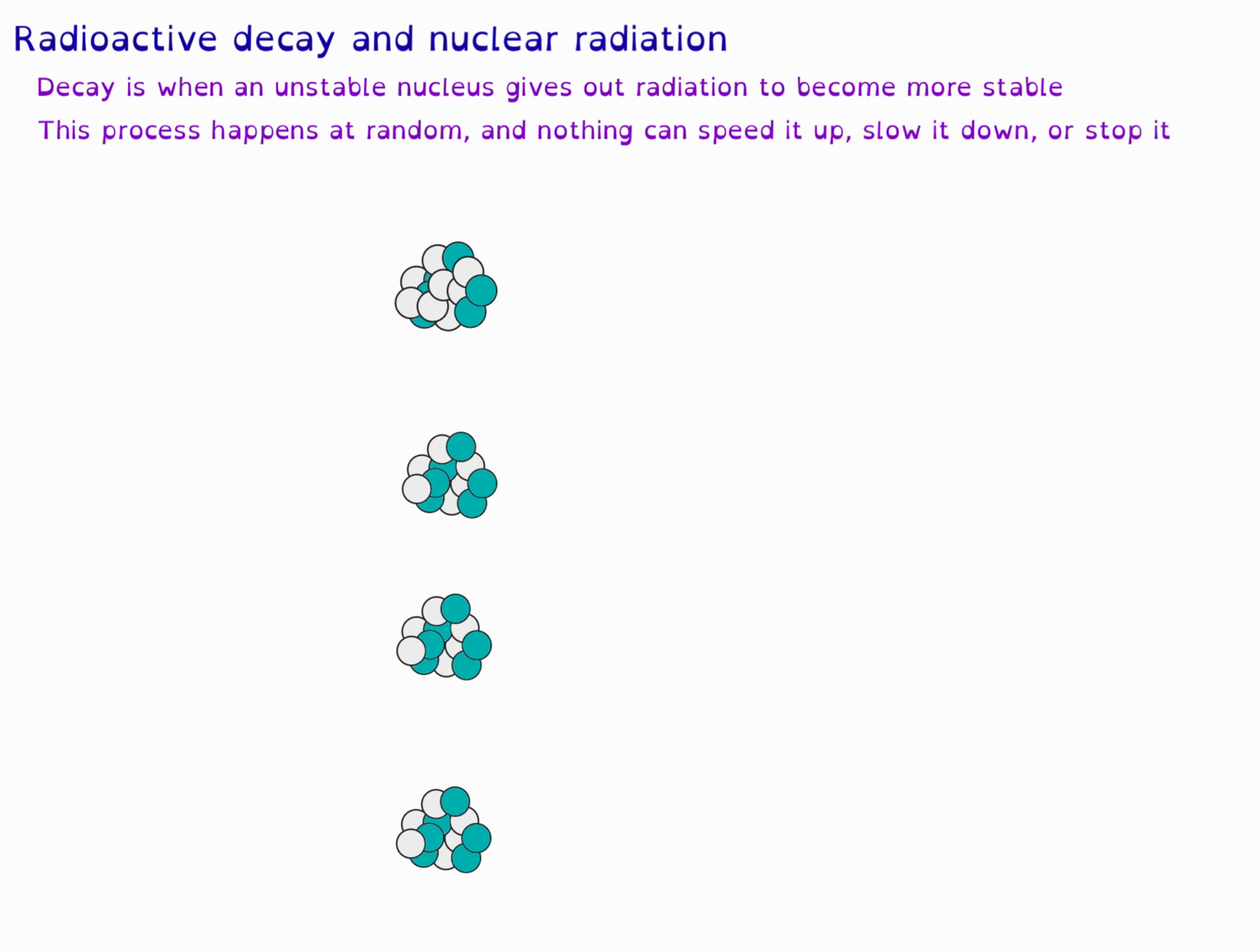Decay is when an unstable nucleus gives out radiation to become more stable. This process happens at random. Nothing can speed it up, slow it down, or stop it. These are the types of nuclear decay that you need to know about.